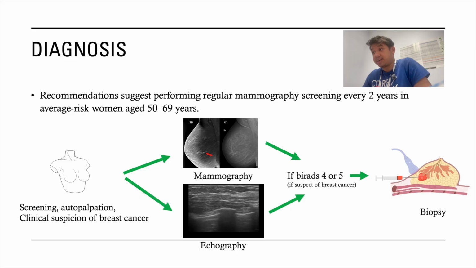Breast cancer screening is recommended for women aged 50 to 69 years old, but sometimes a woman can feel a lump herself during self-examination, or there could be other clinical signs that raise suspicion. In this case, we perform a mammography and an ultrasound. If the radiologist assigns a score of 4 or 5, meaning there is a suspicion of cancer, the next step is a biopsy to confirm the diagnosis.